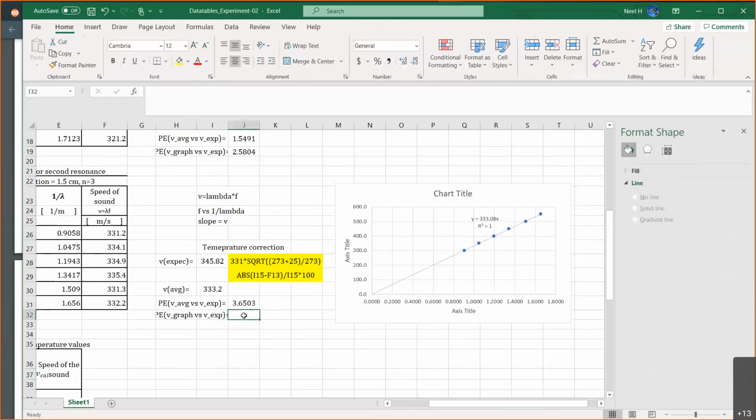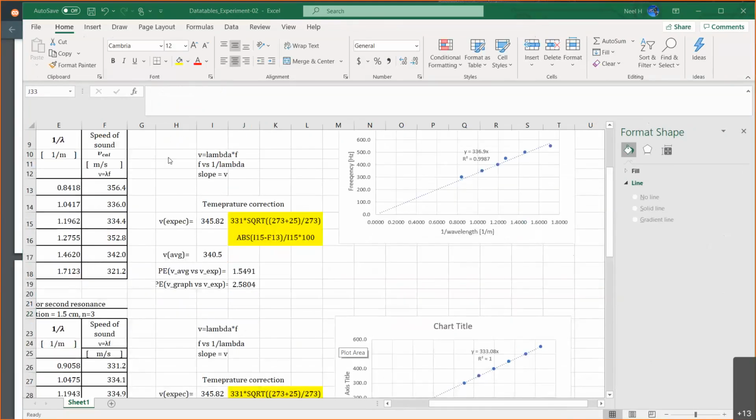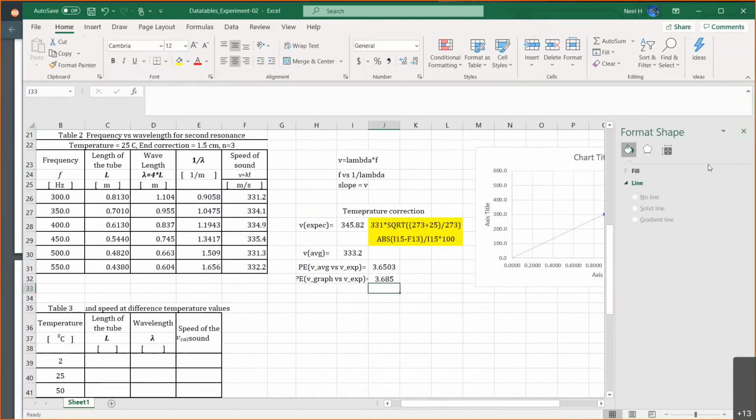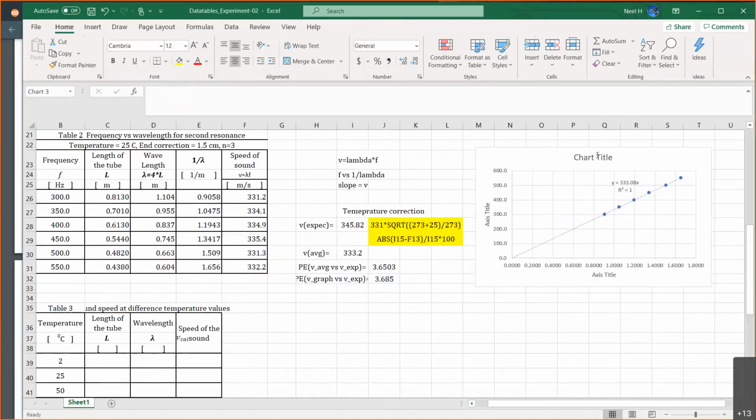Let's do this percentage error. Equal sign ABS, parentheses, expected 345 minus graph value 333.08, close brackets, divide by expected, multiply by 100. About 3.6% error, still not bad. Okay, question. Any question?